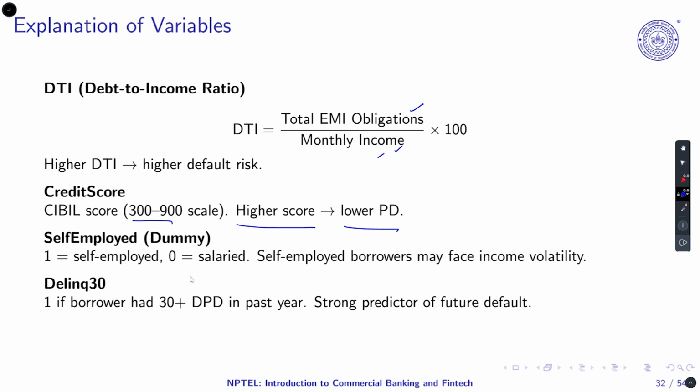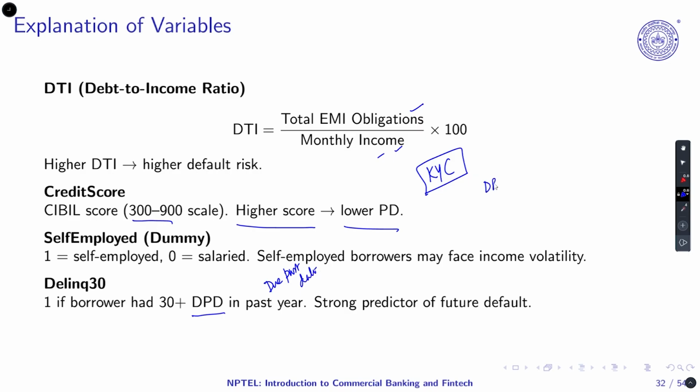Self-employed, that we get from, suppose, the KYC form that the customer has filled, and from there we are finding whether the borrower had 30 plus days due in the past year. So it is in the past year, and if the borrower had 30 plus, more than 1 month of due on debt, then this is called due past date. So DPD is nothing but due past date.